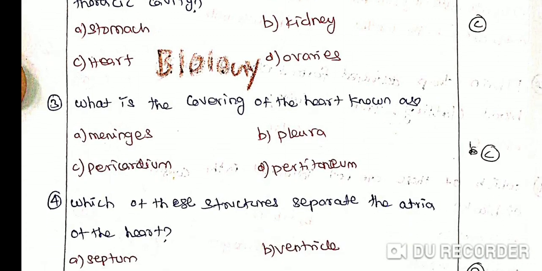What is the covering of the heart known as? Option A, meninges. Option B, pleura. Option C, pericardium. Option D, peritoneum. The correct answer is option C, pericardium.